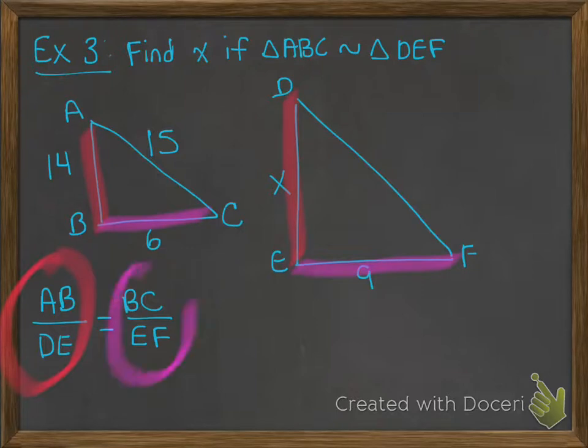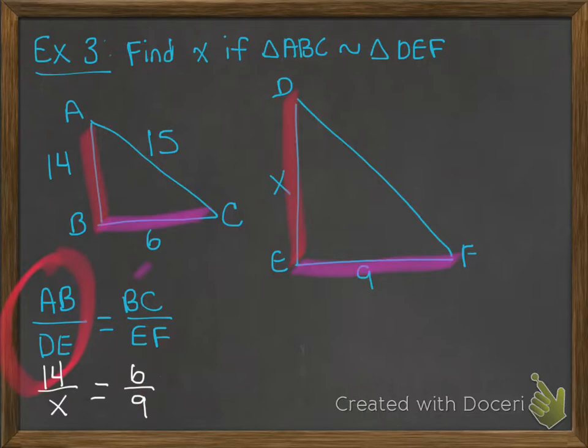If you notice, corresponding sides are horizontal. AB and DE are corresponding and BC and EF are corresponding. And I also have that AB and BC are in my small triangle and DE and EF are my big triangle. So those are my relationships horizontally and vertically that we talked about yesterday when I set up a proportion. So now I'm going to plug in what I know. I know AB is 14, DE is x, BC is 6, and EF is 9.